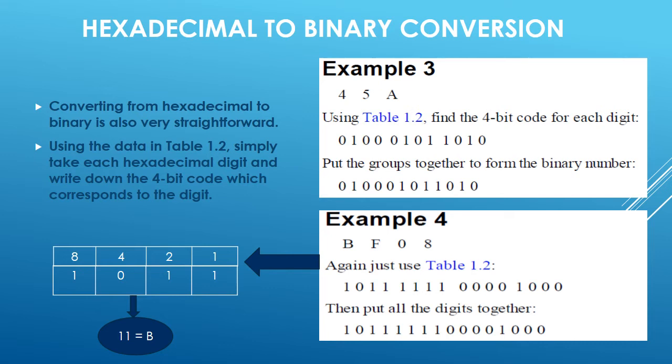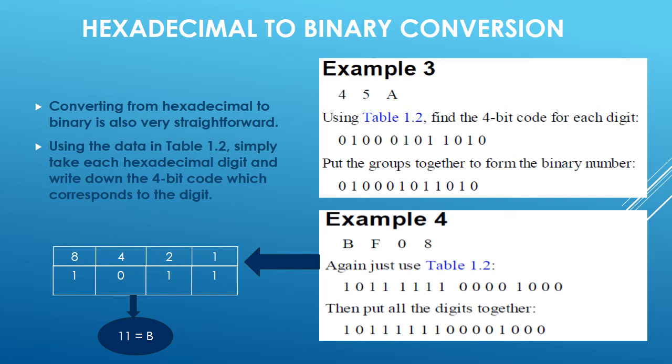For example, we are given the hexadecimal number 45A. Using table 1.2, you can find the equivalent 4-bit code for each digit. 4 is equivalent to 0100. You can see that from the table. 5 is equivalent to 0101. And A is equivalent to 1010. We'll put the groups together to form one binary number.